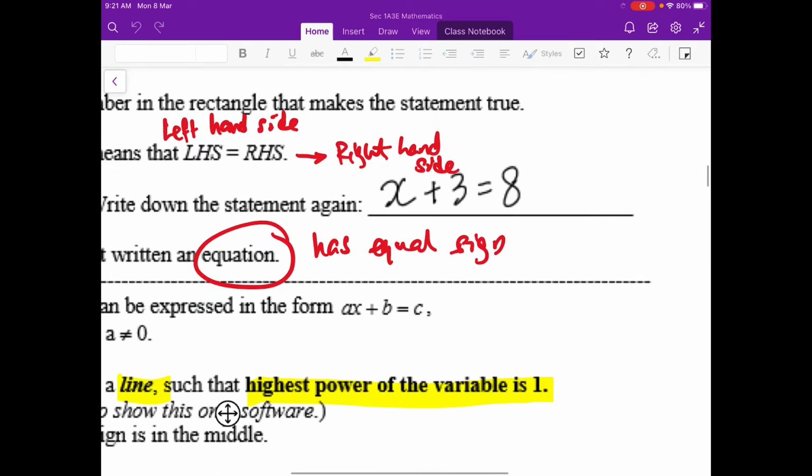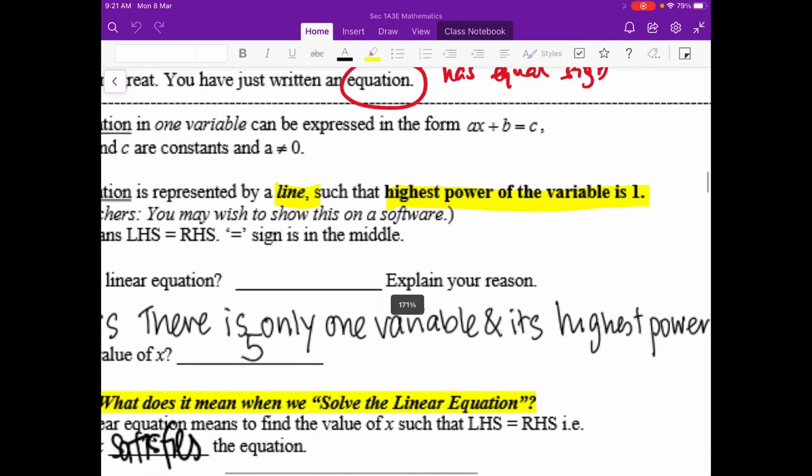This one, x plus 3 equals to 8. Where is the variable? Which one is the variable? The x, right? What is the power? 1. The highest power is 1. So this is a linear equation. That's all that there is to it.